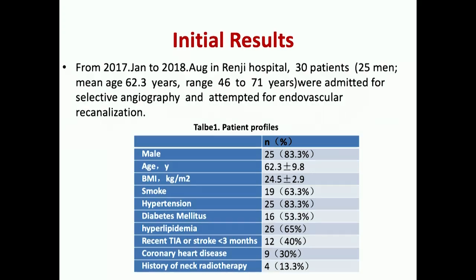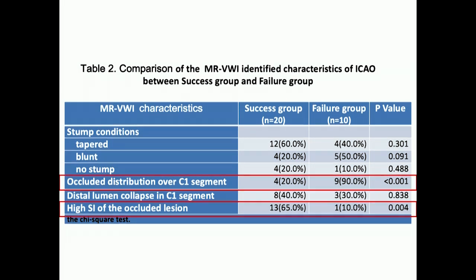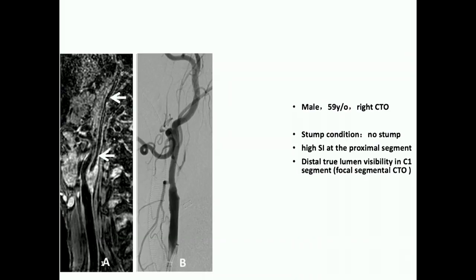Here are our initial results. We included 38 patients. Most of them are male, and they were selected to undergo angiography and attempted endovascular recanalization. In this table, you can see that compared with the failure group, the success group has less prevalence of occluded distribution over the C1 segment and a high prevalence of high signal intensity of the occluded lesions. Let's see some cases.